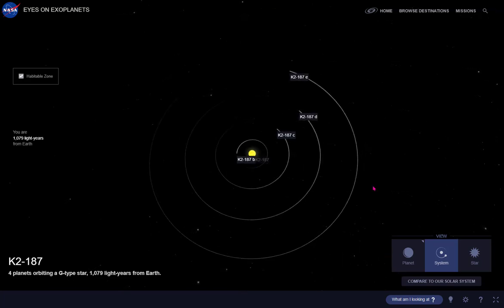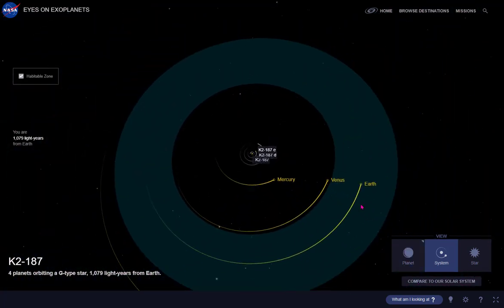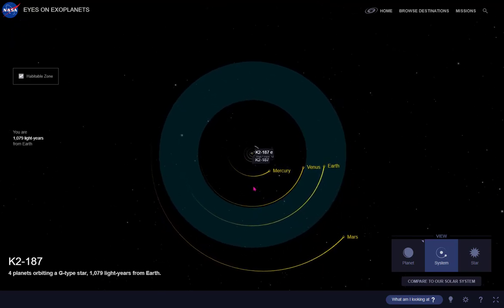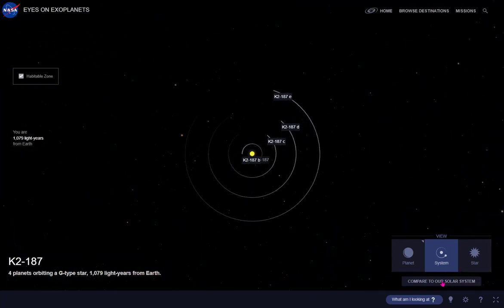One thing we can do is to compare this system with our own solar system. So you can see that all the planets here are much closer to their star than even Mercury is from the sun. So it kind of gives you an idea of how small this system is and how close the planets are to their star.